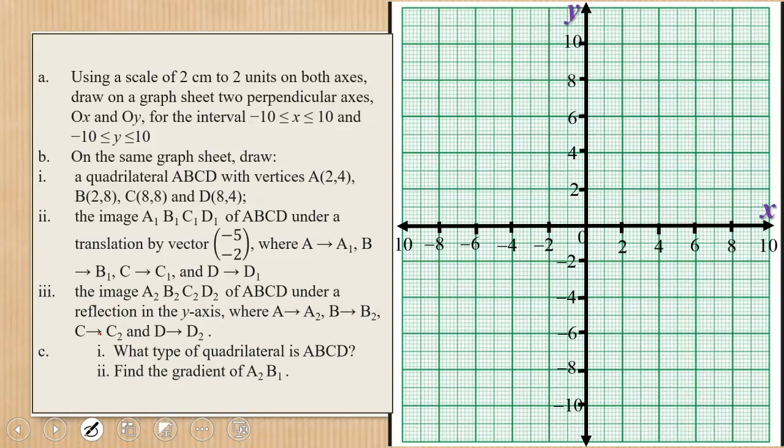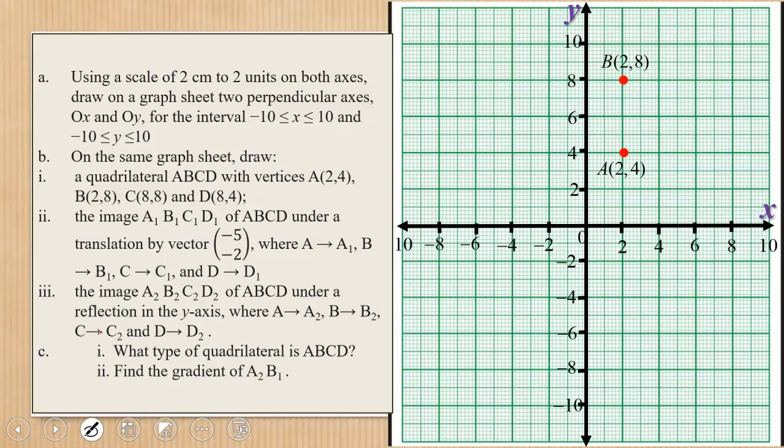Now the B part says on the same graph sheet, we should plot the points A, B, C, D, of the quadrilateral. A is 2, 4. So I'm going to locate 2 on the x-axis and 4 on the y-axis. So the point is going to be located here. All right. Then I will label it as A, which is 2, 4. Then I'm going to do the point B, which is 2, 8. 2 on the x-axis, 8 on the y-axis. So they will meet somewhere here. And I label it as B.